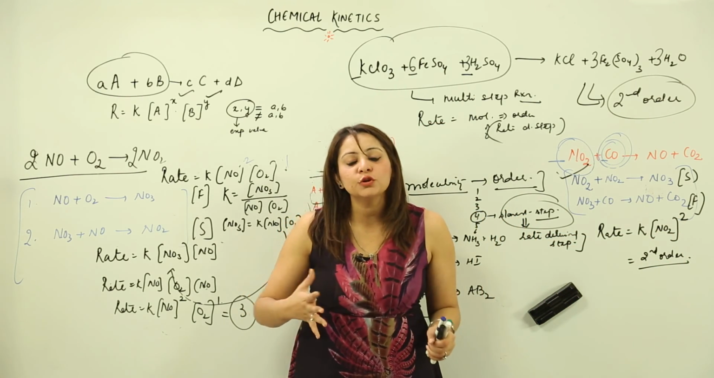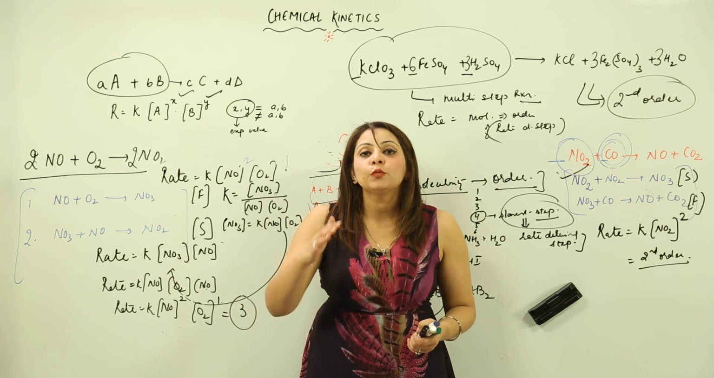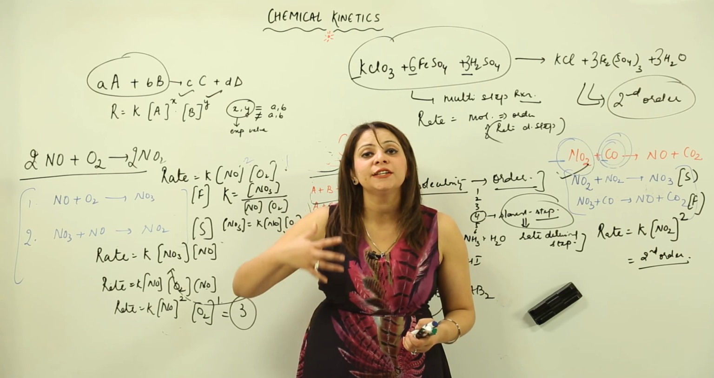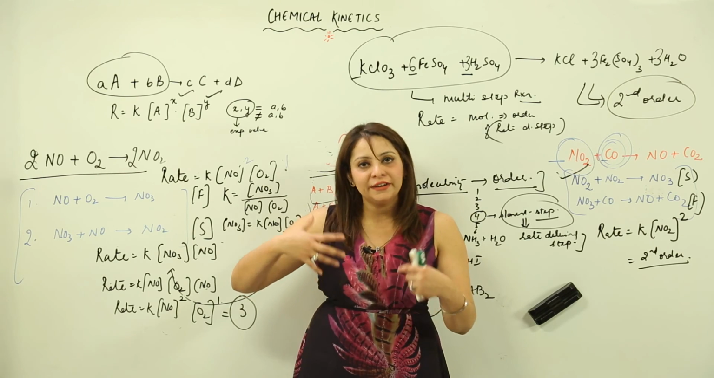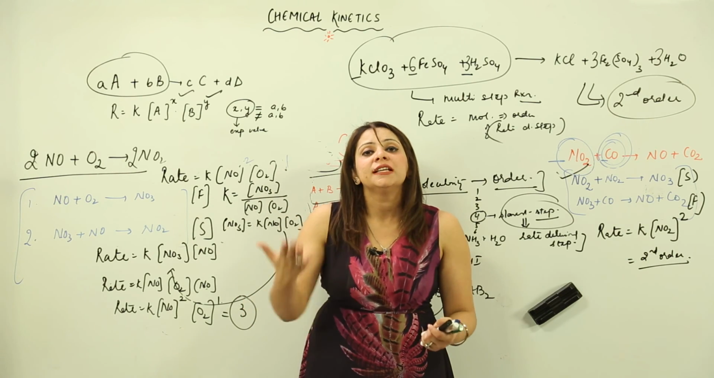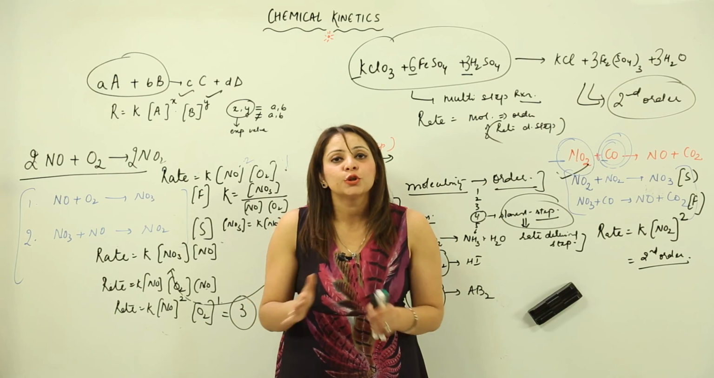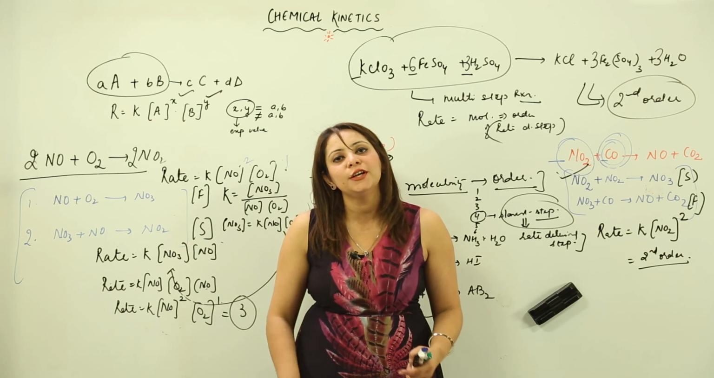So don't get confused, just look at the mechanism. When you write the mechanism, you will get to know which is the slowest step, and that slowest step is going to indicate the order for the reaction. That is the reason why sometimes the stoichiometric coefficients match with x and y and sometimes they differ. So don't get confused, just concentrate on the mechanism while you are predicting the order for the reaction.